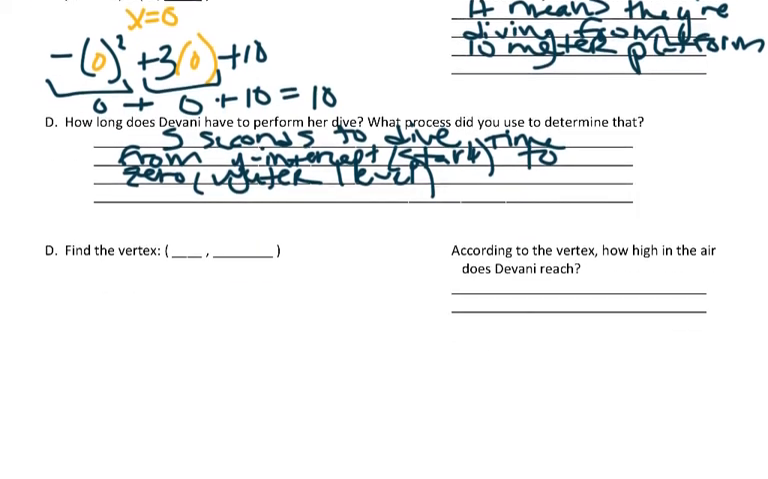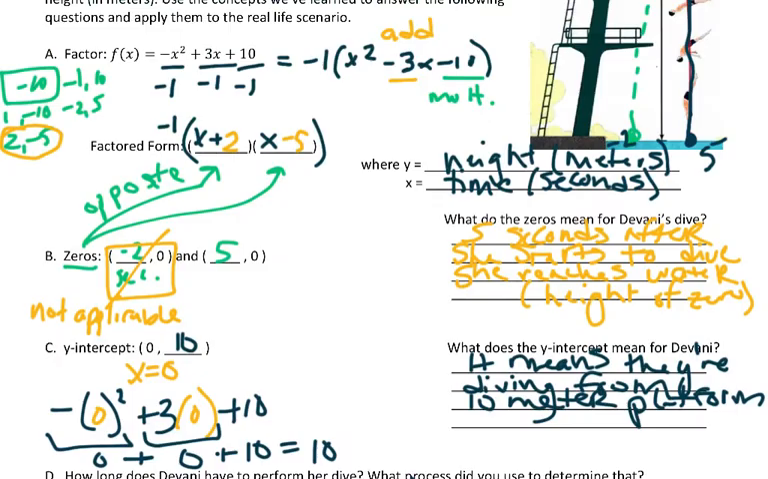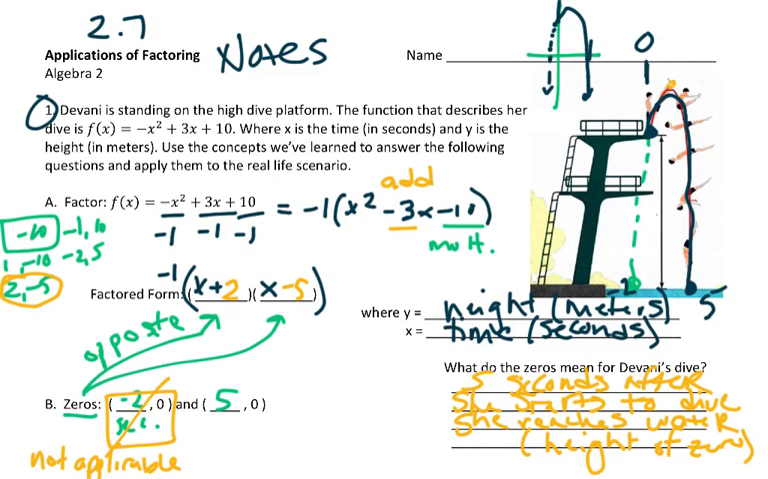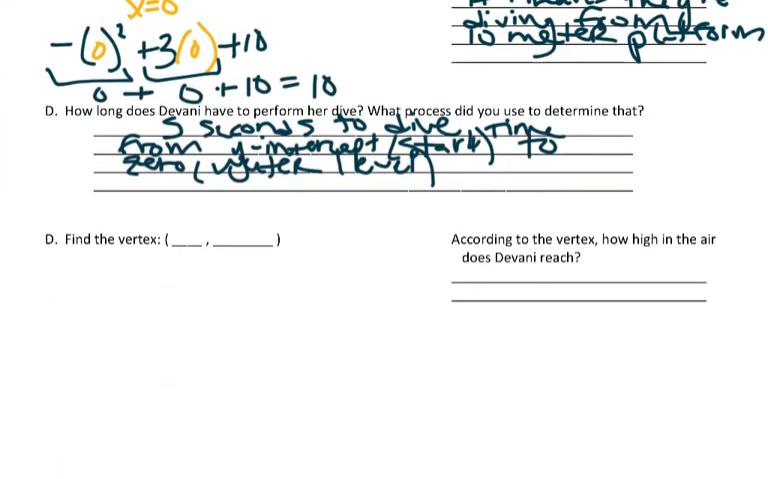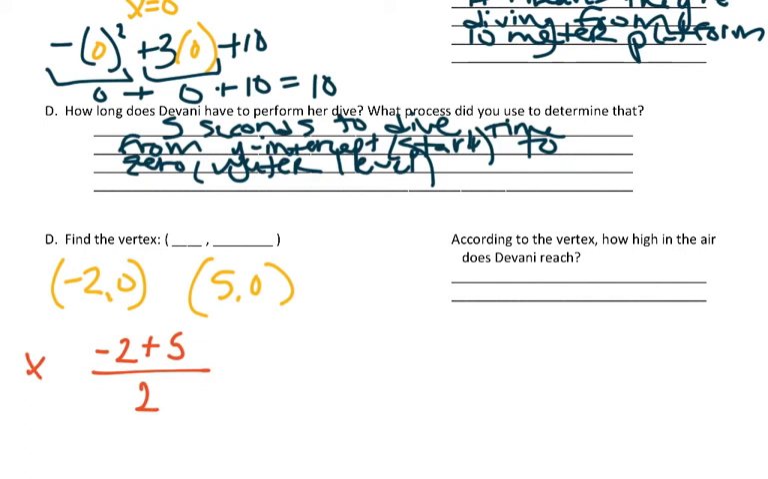All right, then they want you to find the vertex, okay? And so as we look at this scene, our vertex is up here, that highest point. And so that highest point we're going to find, we can do our strategy of the previous lesson, which is averaging the zeros. So if I take the zeros (-2, 0) and (5, 0), I would take the x's, which is -2 and 5, and do their average. So our x value of the vertex is -2 plus 5 divided by 2. So apparently 3/2 or 1.5 seconds.